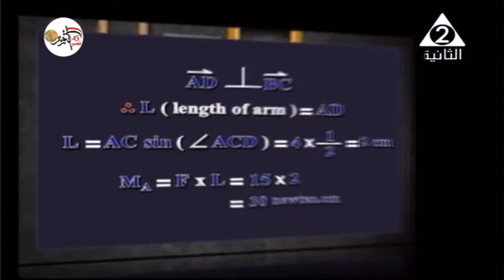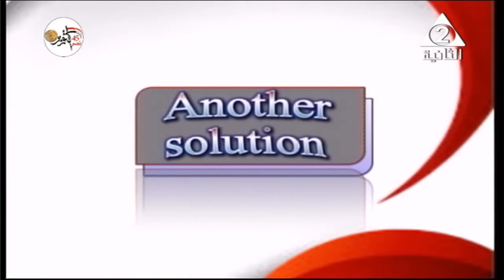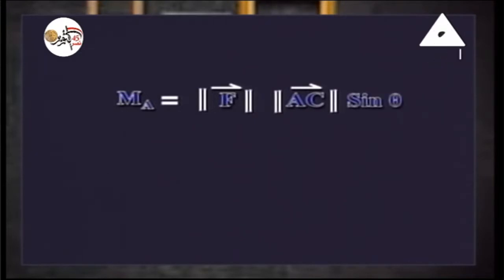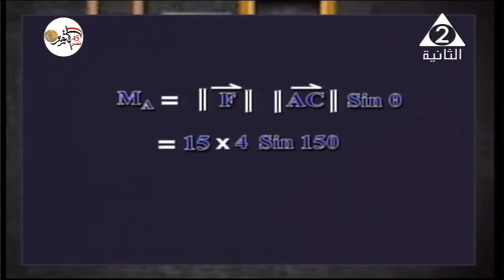My dear student, we can solve this problem by another solution. Moment about A equals the norm of F times the norm of AC times sine theta. Therefore, 15 is the norm of F, AC its norm is 4, and the sine of the angle between them, 150 degrees, by using calculators. Then the moment about A equals 30 Newton centimeter.